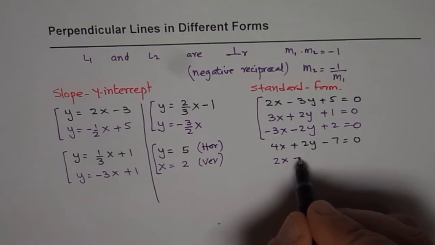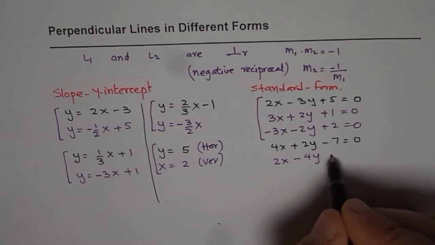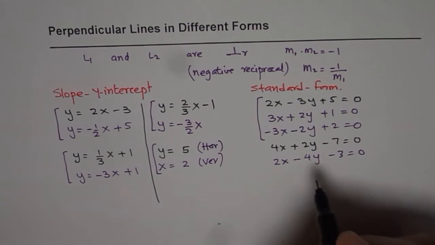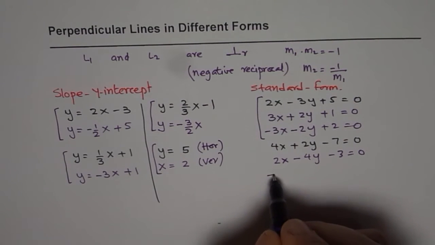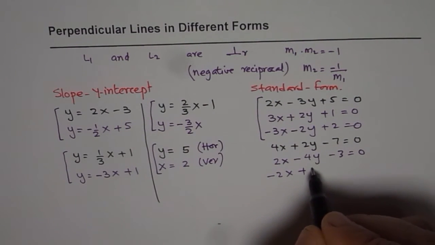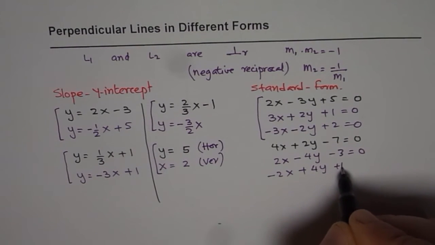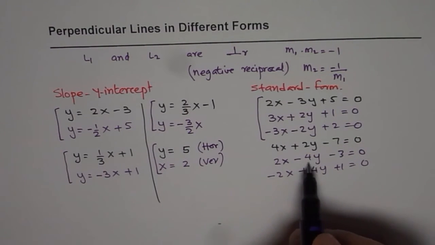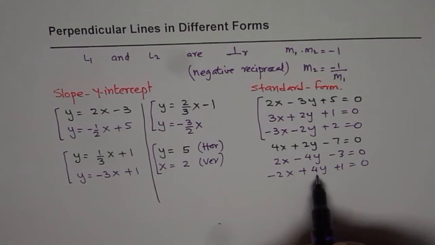And then change one of the signs: 4y minus 3 equals 0. Or you could have written this also like this, minus 2x, and this could be positive, right? Positive 4y plus 1 equals 0. Now in this case, you do see a common factor. Do you get the point? So you could divide both by 2.